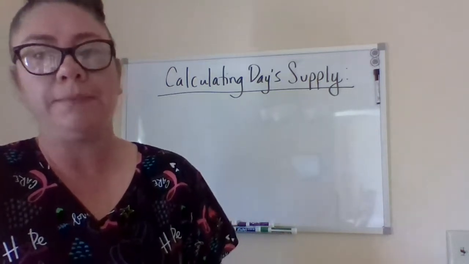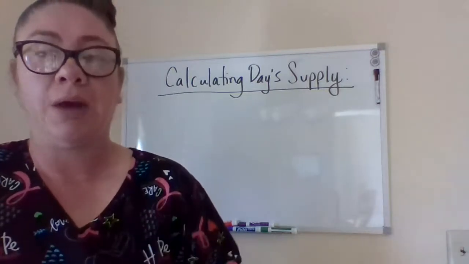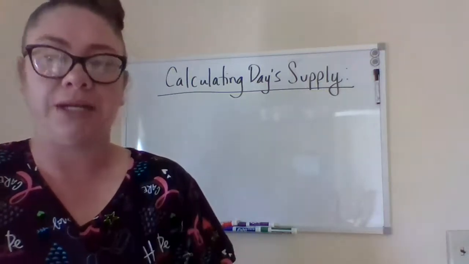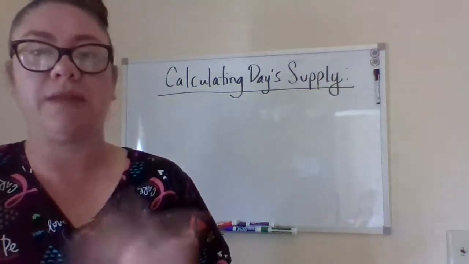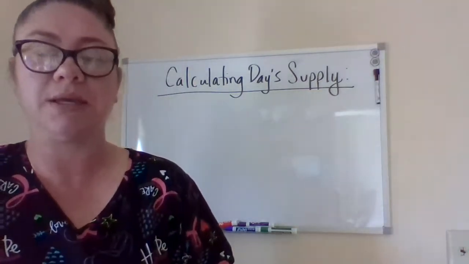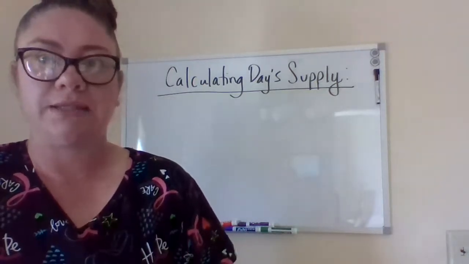So we have to look at things like how many times a day they're taking it, how many tablets, capsules, or whatever they're taking, how many of those a day they're taking, and then how long the course of therapy is. 30 days, 20 days, 14 days, 7 days.